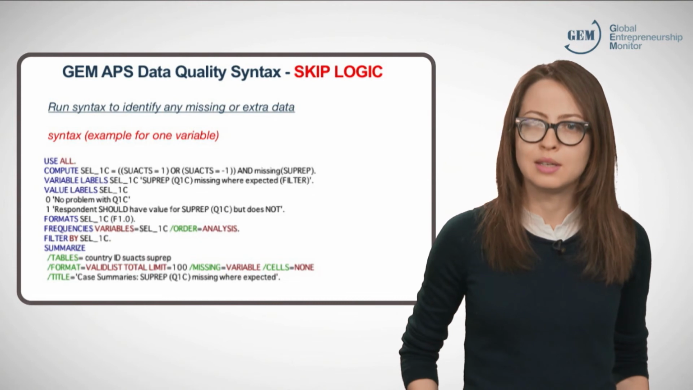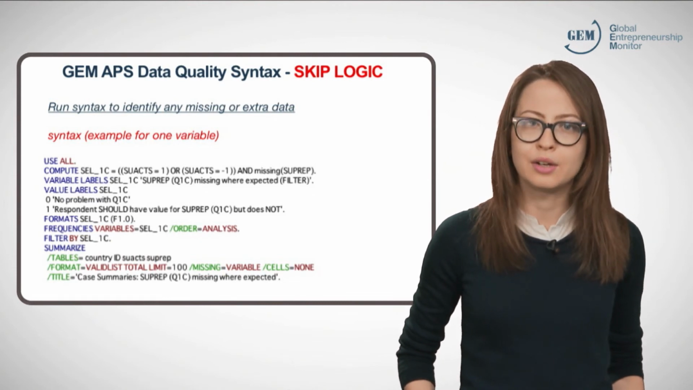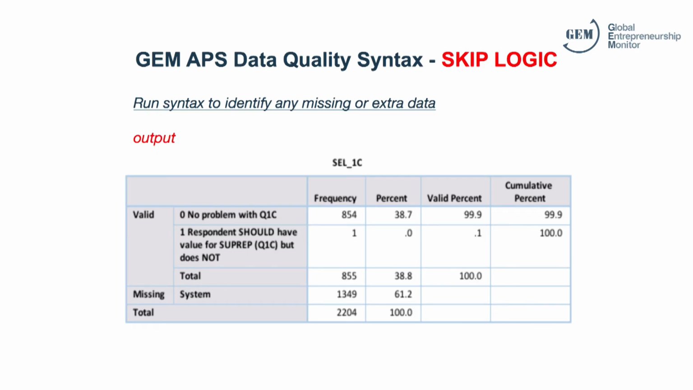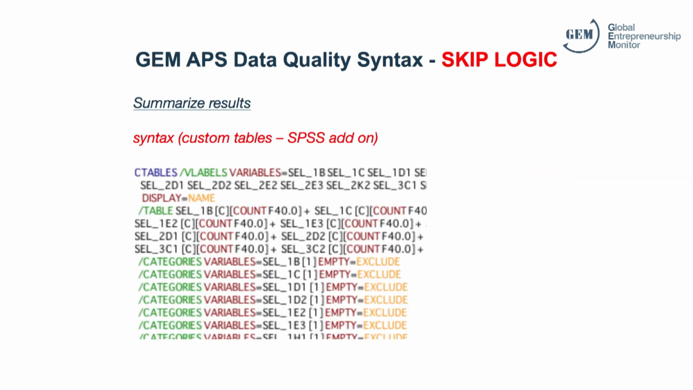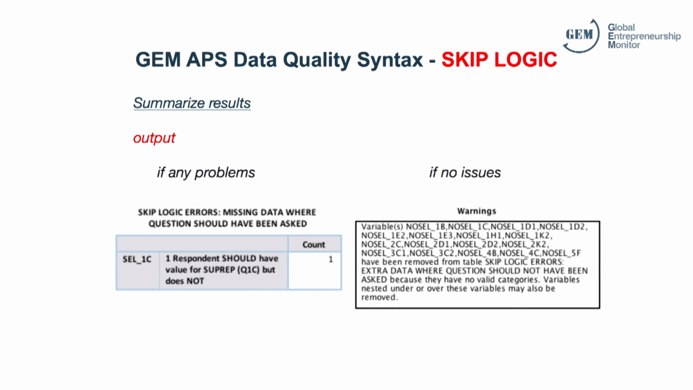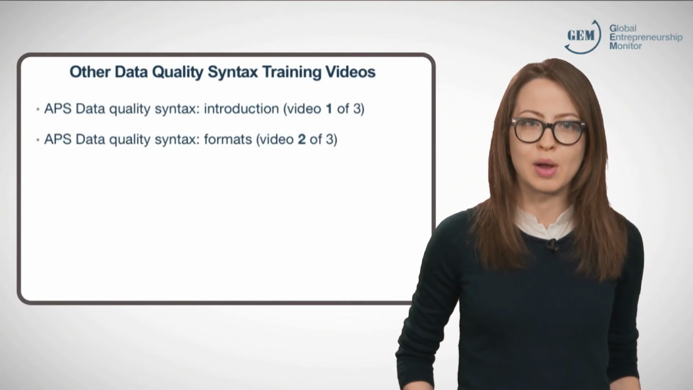But don't worry about the details of these interim variables, because any errors in the data will be clearly summarized in the output. So here, for example, you can see that one person should have had a response for question 1C, but did not, and the output will also identify which respondent this was. And if you run the custom tables using the summary syntax below, you will see an easy-to-scan summary of all the detected skip logic errors, or a message that the dataset was error-free. So this is the values and skip logic data quality syntax.